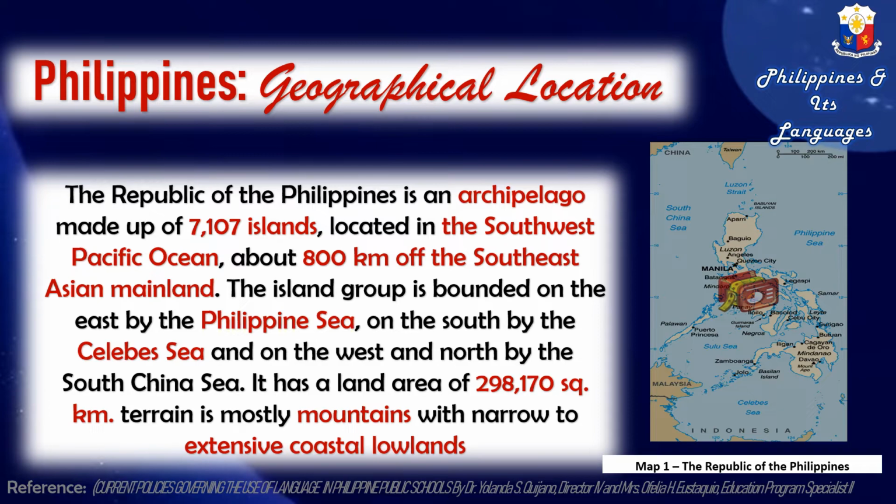The island group is bounded on the east by the Philippine Sea, on the south by the Celebes Sea, and on the west and north by the South China Sea. It has a land area of 298,170 square kilometers. Terrain is mostly mountains with narrow to extensive coastal lowlands.